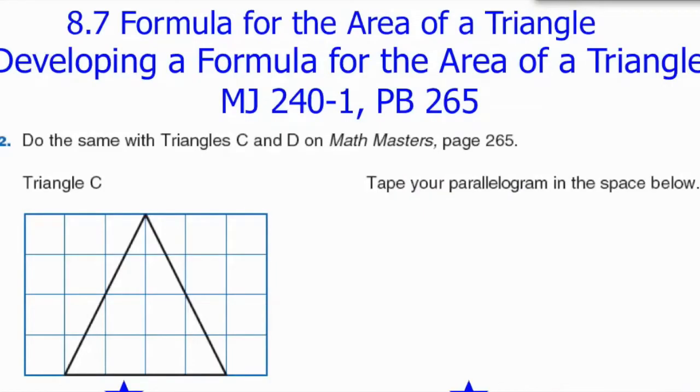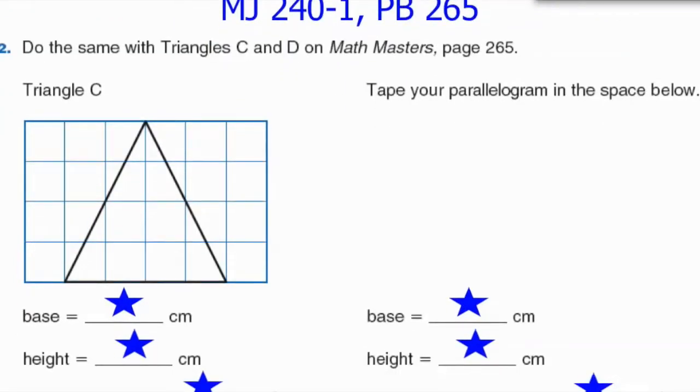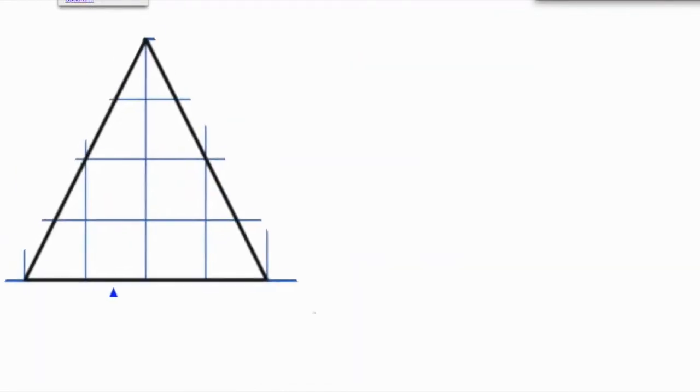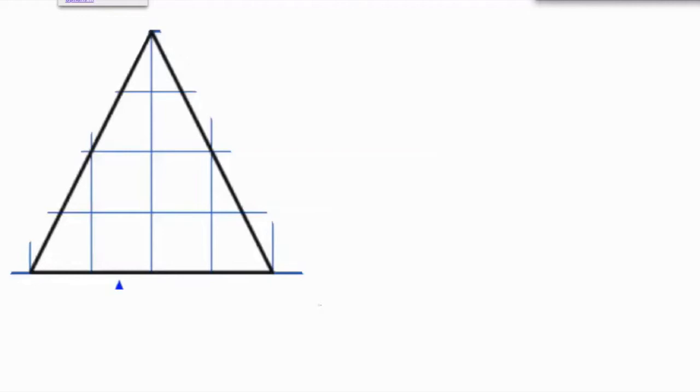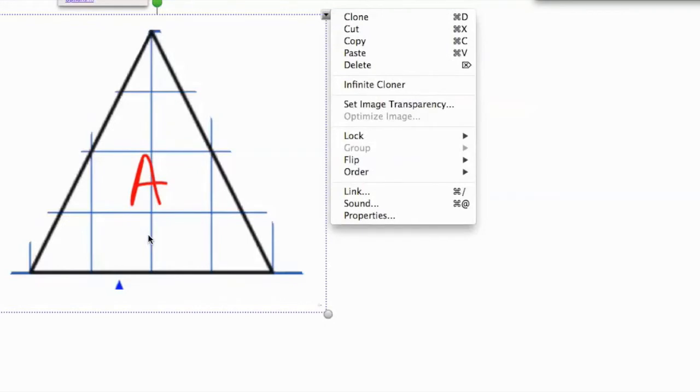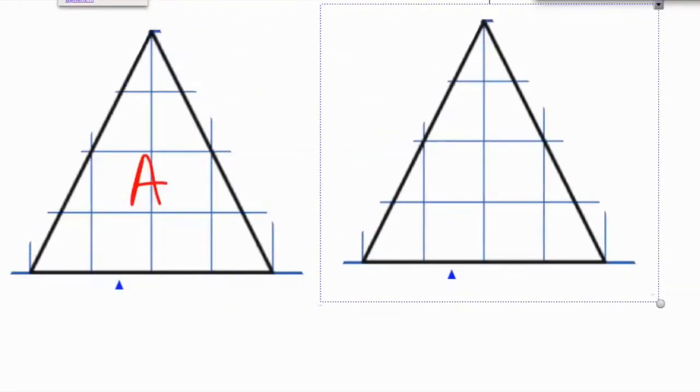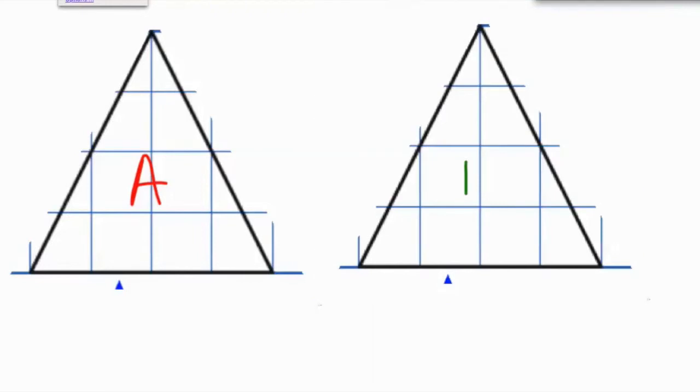Let's take a quick look at problem number 2 to get some more practice at how to find the area of a triangle. Again, if you cut out triangles C and D on Math Masters page 265, you're going to have two identical, or two congruent, triangles, C and D. Now I'm going to label them A and B. It's the same idea, don't worry about the labeling. So I'll quickly take our first triangle and clone it. It's the exact same size. Now we've got triangles A and B.